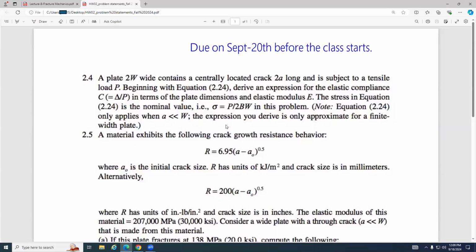Because I love you guys so much, I will give you some hints. C equals pi over 2BE, A over W squared, plus a constant C. And then I just leave this one to you guys.